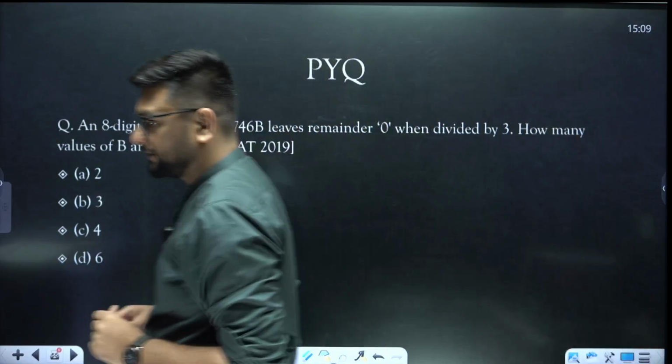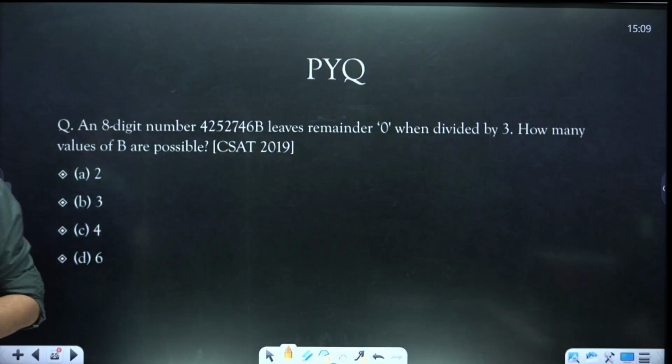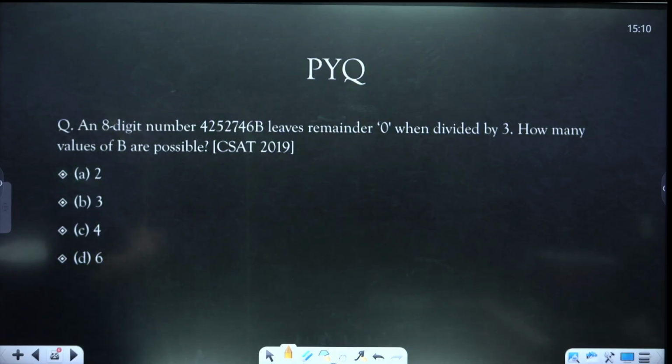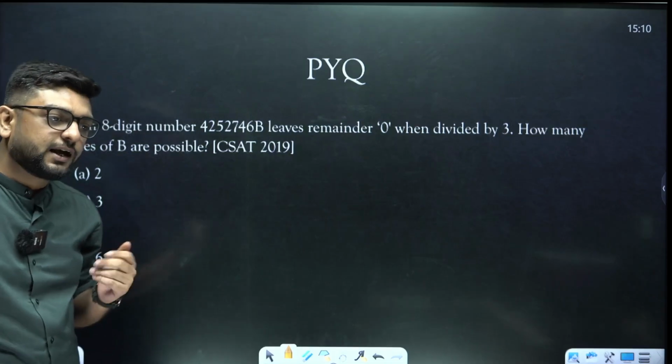This question. An 8-digit number 4252746B leaves remainder 0 when divided by 3. How many values of B are possible?